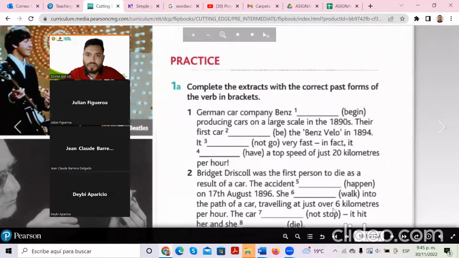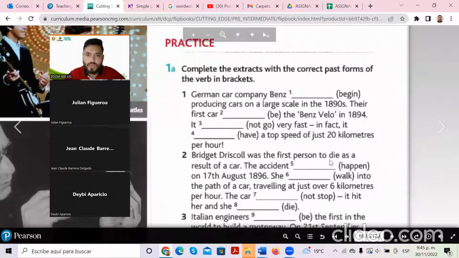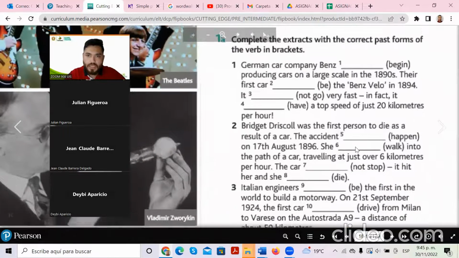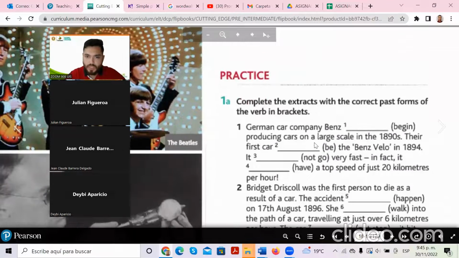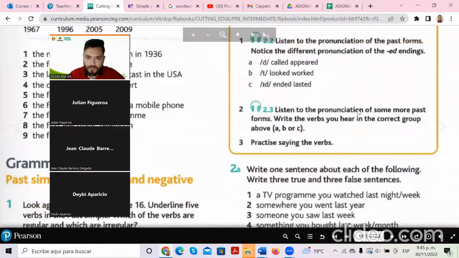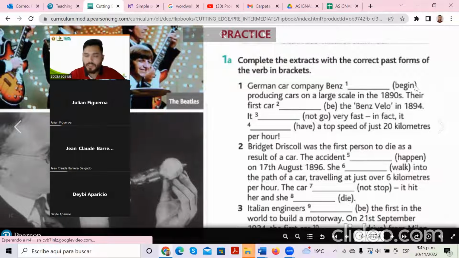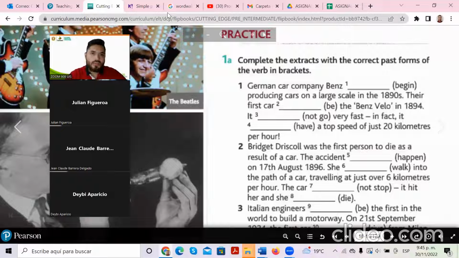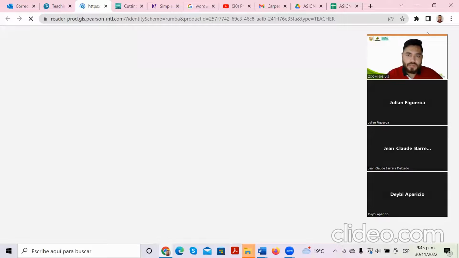Now to finish, complete the extracts with the correct past forms of the verb in brackets. And this is going to be a listening activity. So please go to exercise number 1A on the practice section. I'll be playing the recording twice. The idea is for you to write the correct form of the verb that is in brackets, considering past simple, both regular and irregular verbs. Give me just a second because I need to open the reader's book so I can play the listening.